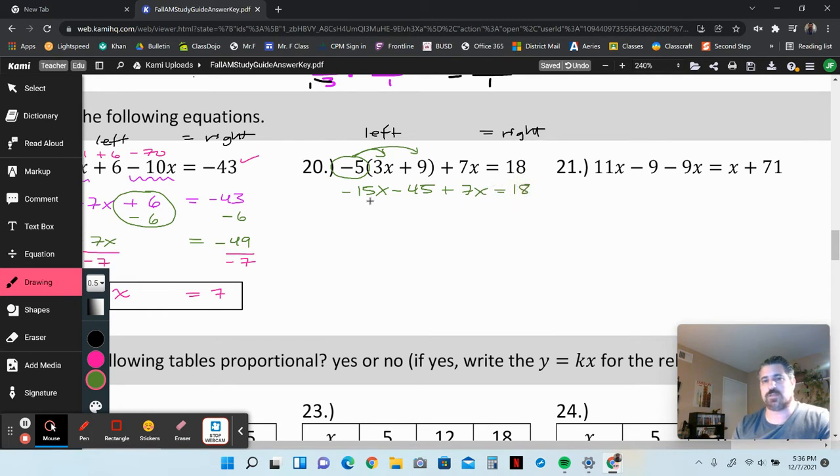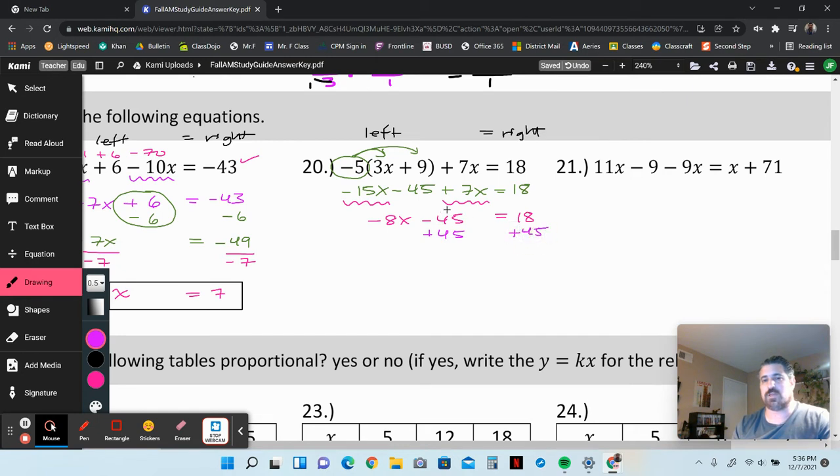In this case, I see that I've got x's that can be combined. I've got negative 15x's and positive 7x's. How many x's is that? That's negative 8x's. I'm taking away 45 from that, and I'm getting that equal to 18. I want to get the x's by themselves, so I want to get rid of this minus 45. How do I get rid of minus 45? You're going to add 45 to both sides.